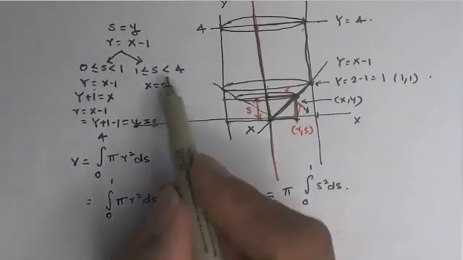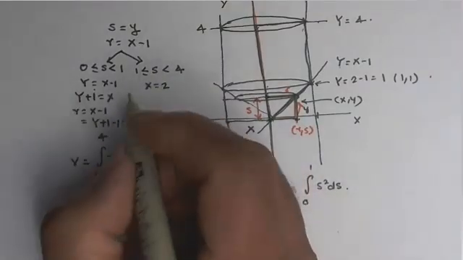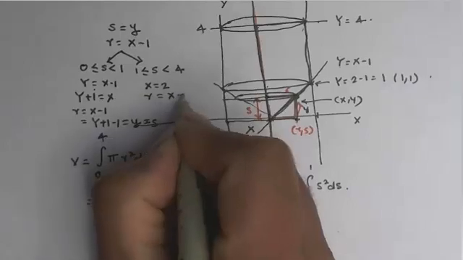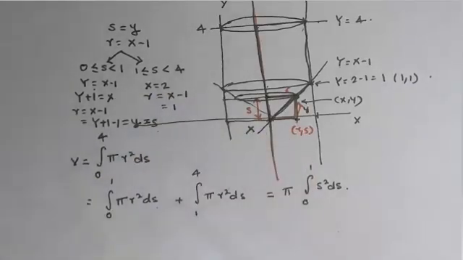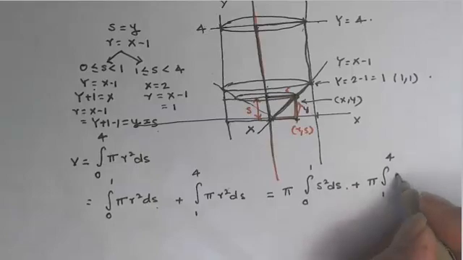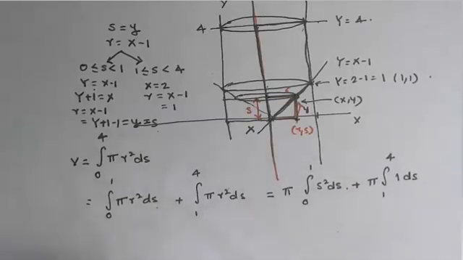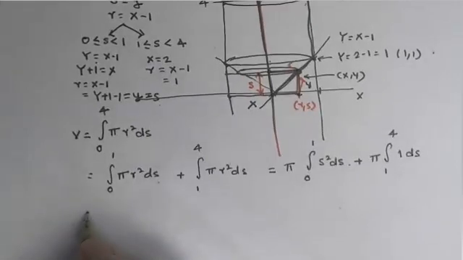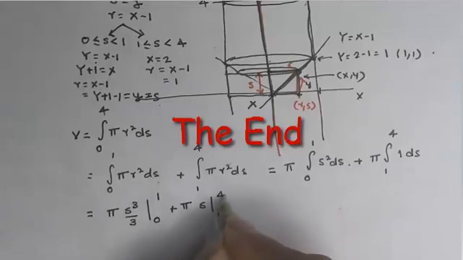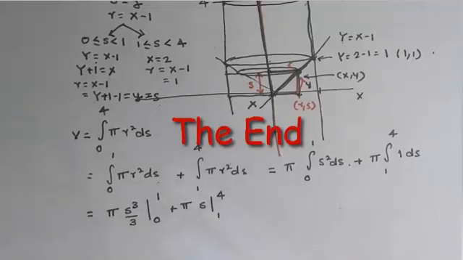Now let's figure out what it is in this range. So again, the same procedure. R we know is x minus 1 and x equals 2 here. So r is fixed, r is just 1. So the second integral, I pull the pi out, 1 to 4, 1 squared, which is just 1, ds. And that's easy. These integrals are easy to do. It's pi s cubed over 3, 0 to 1, plus pi s, 1 to 4. And you can evaluate that and get the volume.